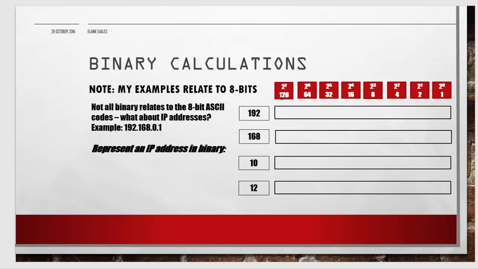168. This is the one I was looking at when I said that. It's 128. You cannot use the 64 for that one. 32. 128 plus 32, 160. And then 8. So that'll be 10101000. 10 is 00001010. 12 is 00001100. That's how that will be represented.